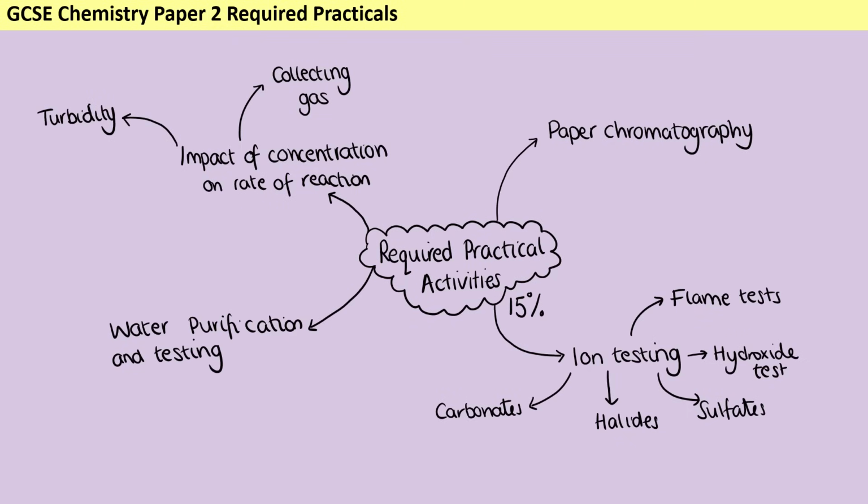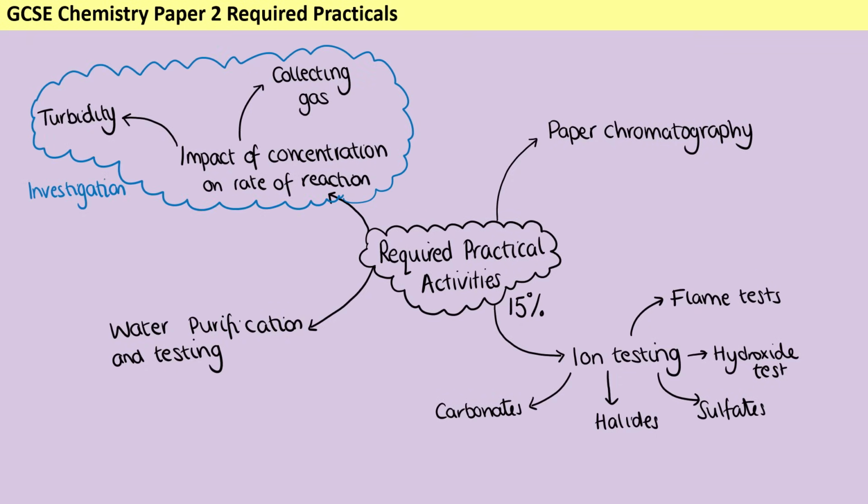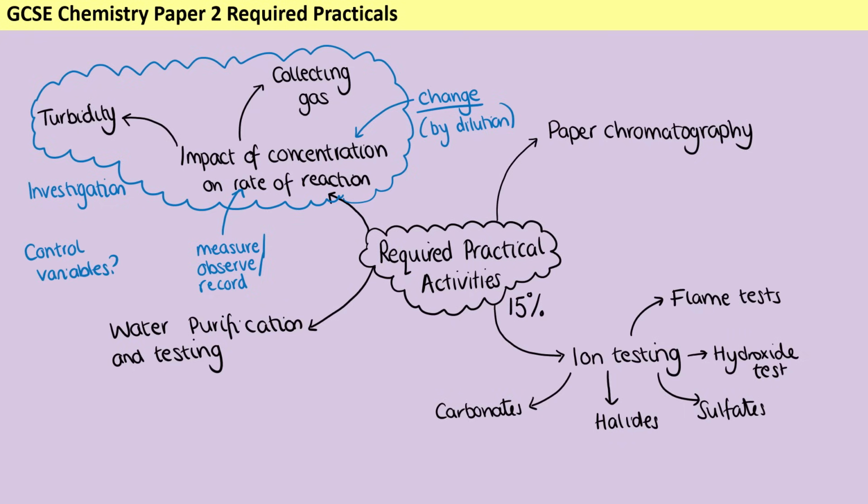Out of those 4 required practicals, the first one is the only one that is a traditional investigation. In other words, we're going to need to change an independent variable, measure or observe or record a dependent variable, and also identify some control variables that we're going to keep the same. So since we're changing the concentration, that's our independent variable, and then we're measuring the rate of reaction, or strictly speaking, we're measuring a time and using that to calculate a rate of reaction. And then we're also going to need to identify some control variables.